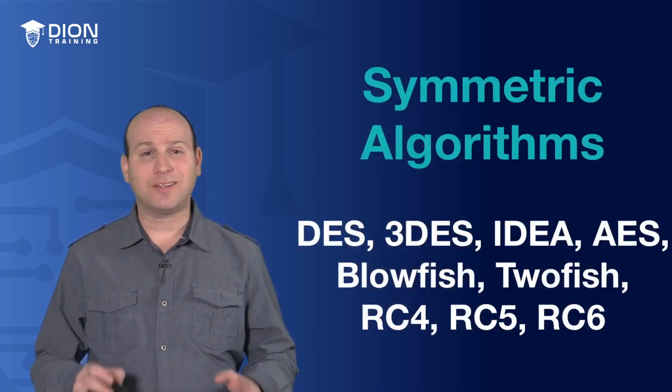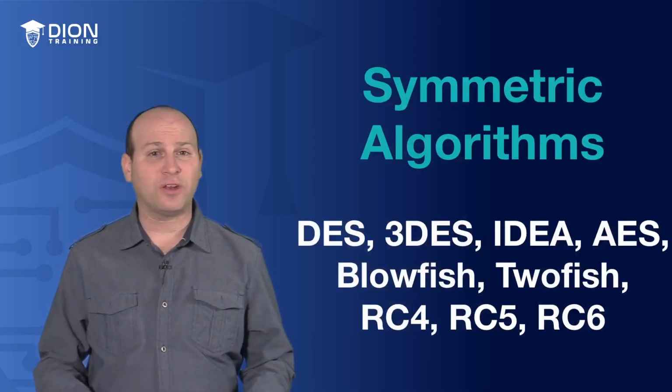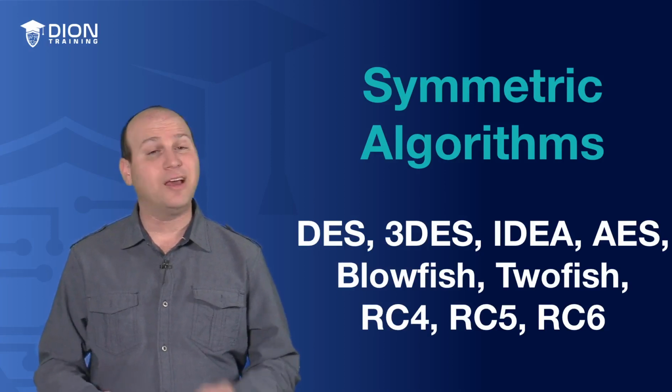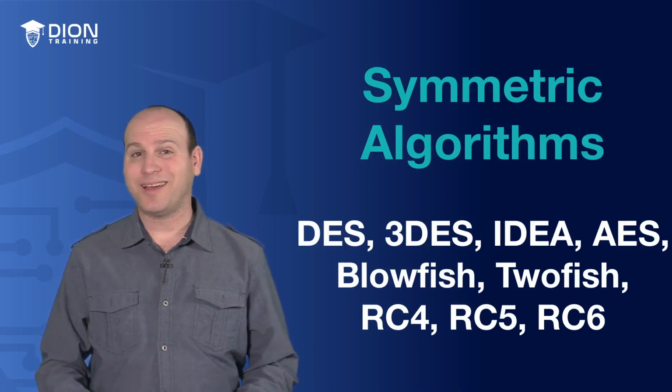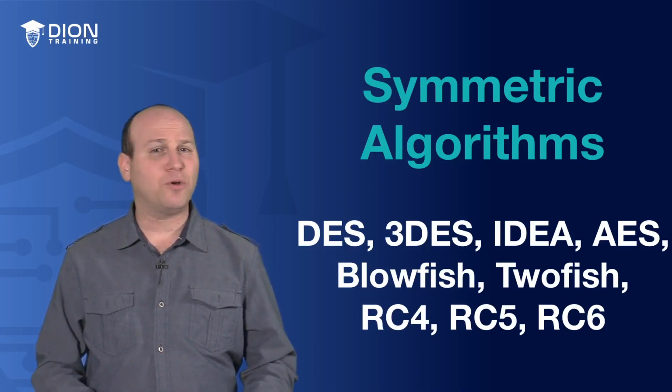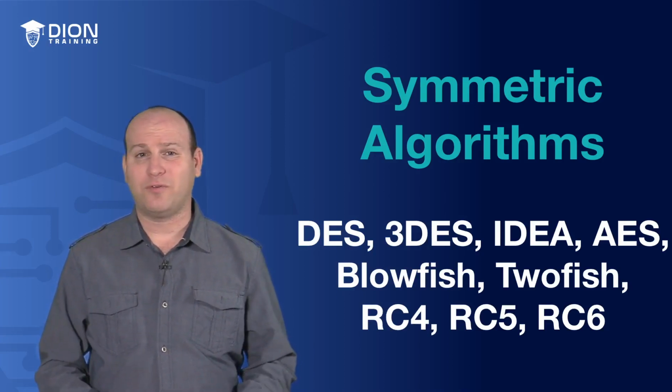Now, we're going to spend some time in a separate lesson covering all of the different symmetric key algorithms specifically that you're going to need to know for the Security Plus exam. This includes things like DES, Triple DES, IDEA, AES, Blowfish, Twofish, and the Rivest ciphers, RC4, RC5, and RC6.